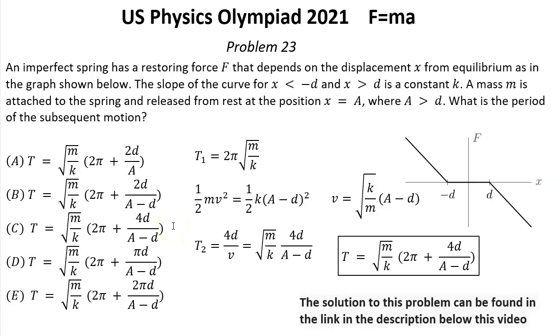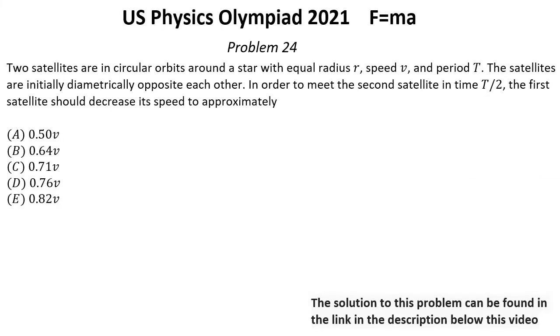Problem number 24. Two satellites are in circular orbits around a star with equal radius r, speed v and a period t. The satellites are initially diametrically opposite each other. In order to meet the second satellite in time t over 2, the first satellite should decrease its speed to approximately the next one.